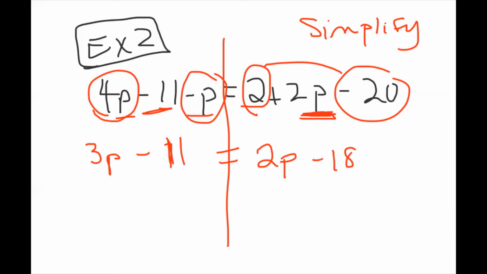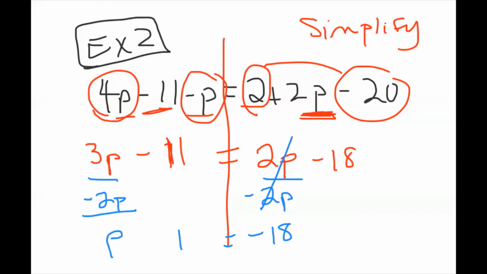Right? And this still looks a little messy because I got a p here and a p here. So what I'm going to do is move one of those terms to the other side of the equals. It doesn't matter which one you move. But if I'm moving 2p, I do that by subtracting 2p from both sides. It keeps both sides of the equation equal. So this 2p is going to cancel, and I get negative 18 over here. 3p minus 2p gives me just p, 1p, minus 11.